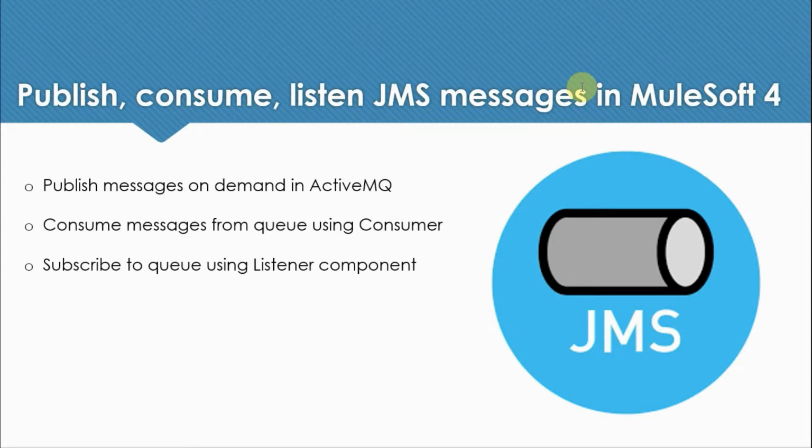So in this video, I'll explain the JMS connectors available to publish and consume messages from ActiveMQ. First, I will publish messages on demand using a REST API in the queue. Later, I'll try to consume those messages, first by using a consumer and finally by subscribing or listening to the queue using a listener component. So let's get started.